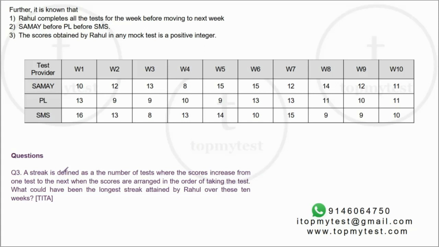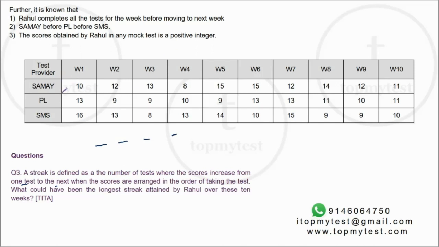Question number 3 says a streak is defined as a number of tests where the scores increase from one test to the next when the scores are arranged in the order of taking the test. Okay, what could be the longest streak obtained by Rahul? So the score should continuously increase, definitely increase, right? Not definitely, but could have continuously increased when looked at one test to the other.